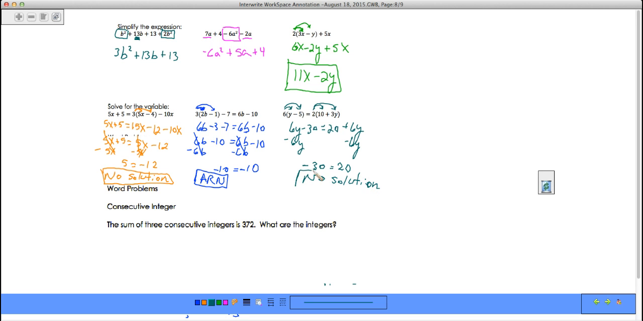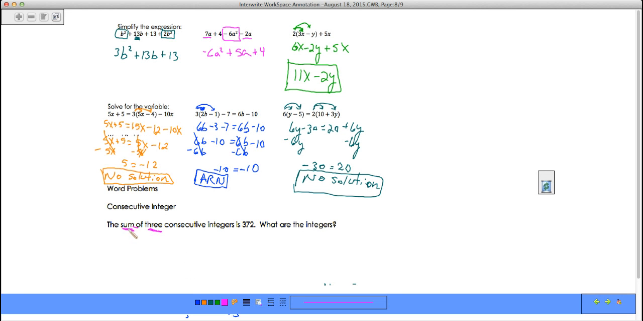All right. Now we're going to move on to a couple word problems just to give us some practice. The first one is consecutive integers. Before we get started, consecutive means in a row, and integers are positive or negative whole numbers. So consecutive integers would be like 3, 4, 5, or 12, 13, 14. Those are 3 numbers in a row. It doesn't have to be 3, but in this problem we're looking for 3.